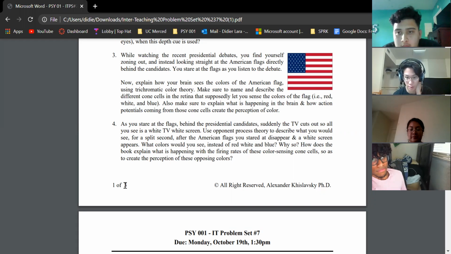This creates 6 colors. Red and green are paired, blue and yellow, and black and white. Your brain interprets a reduction in firing in one cone as the opposite color.